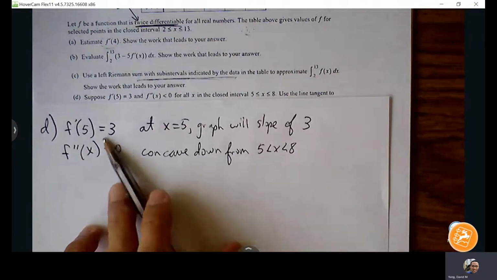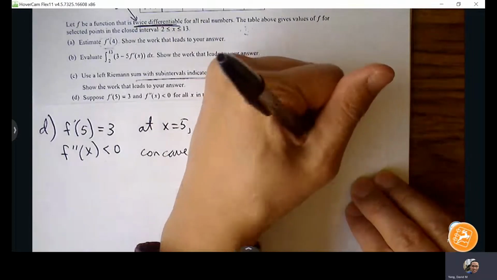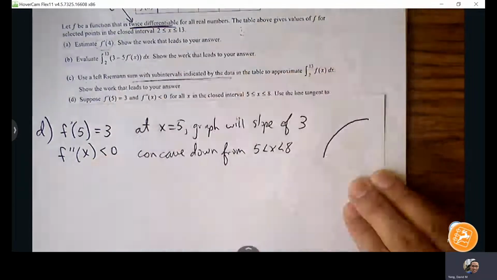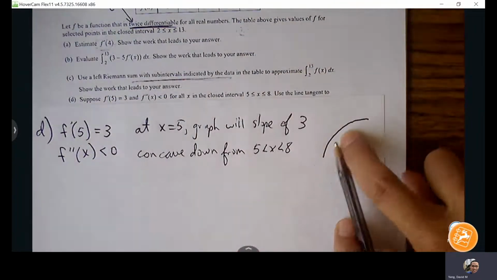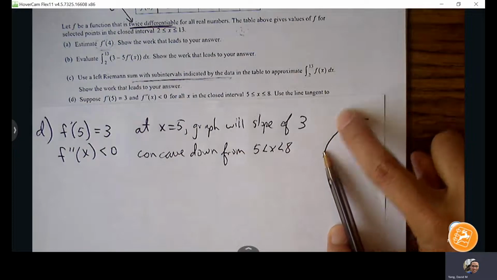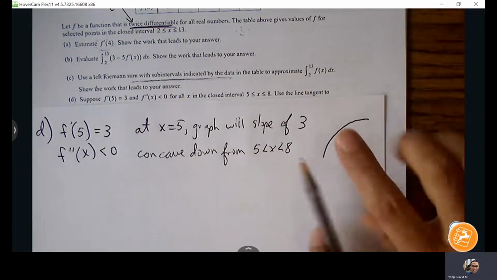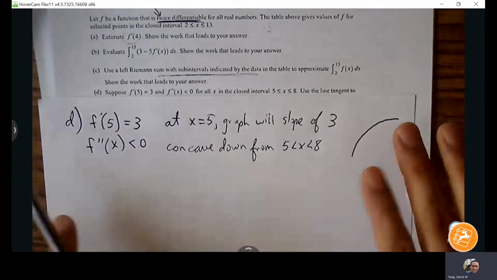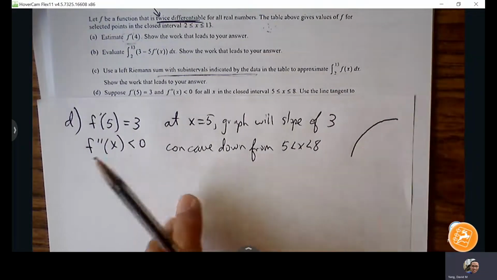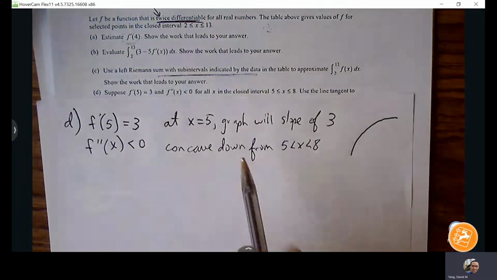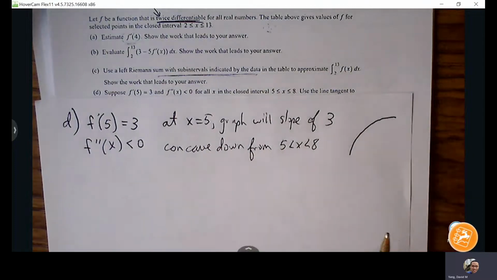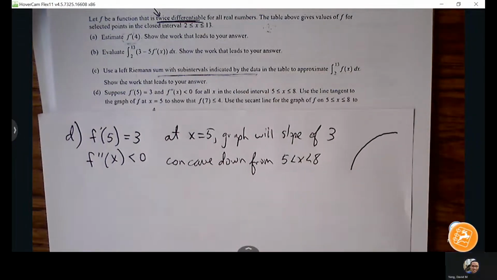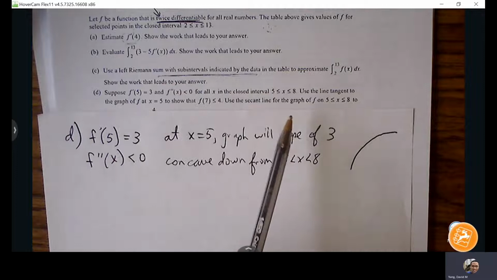So if the graph has a slope of 3 and is concave down, then we can visualize how the graph is going to look, right? It's going to have this shape, and then at 5, it's going to have a steepness of 3. So we have some idea how the graph is going to look at that point. From 5 on, it's going to be rising, but maintaining that concave down shape. Okay, so at least we have a visual understanding of our scenario here.